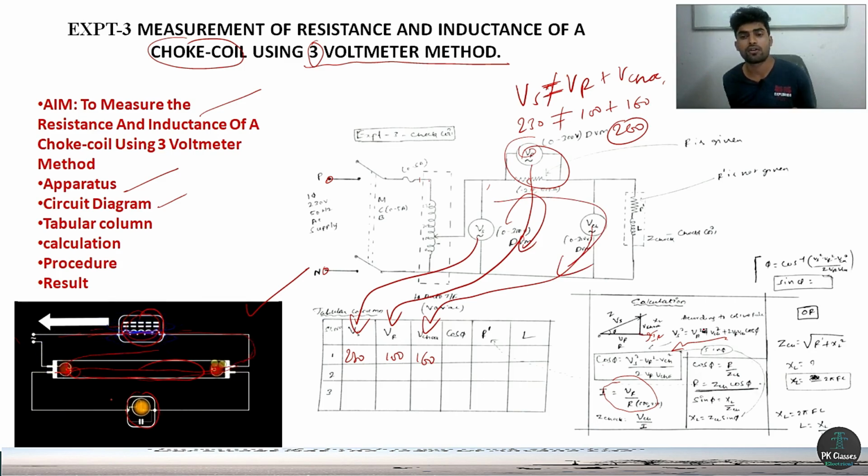Sin phi is equal to what? Opposite by hypotenuse, that is, XL by Z choke. So XL you can calculate. XL is equal to what? 2 pi FL. So L is equal to XL by 2 pi F.